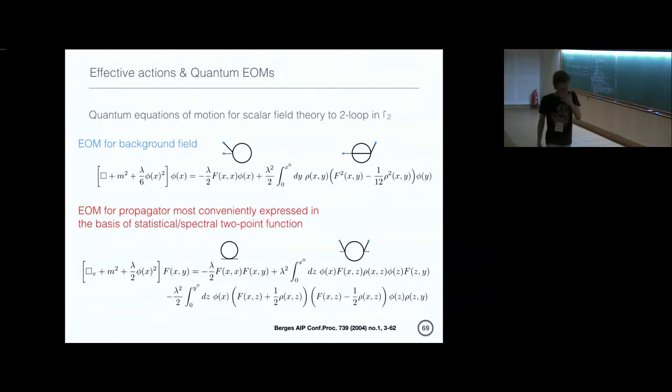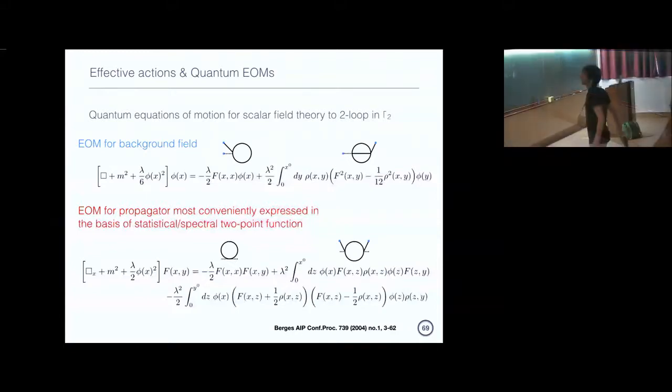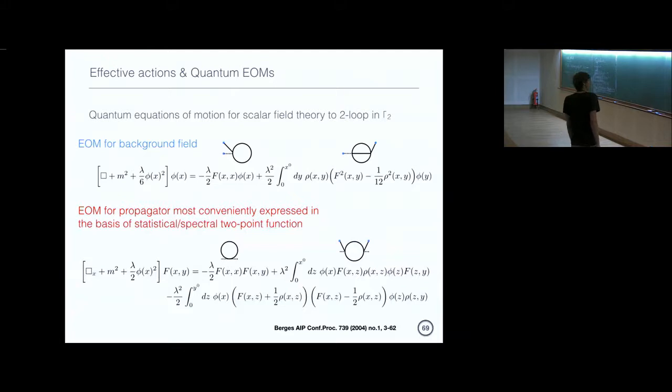So I've truncated the expansion of the effective action at 2-loop order. So for the background field, this is now really an equation of motion for the expectation value of that field, right? So there's no longer the notion of having individual ensembles and statistical averaging over individual ensembles, but it's directly an equation of motion for the expectation value.